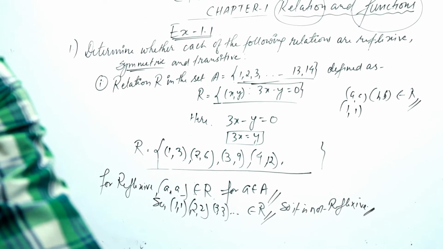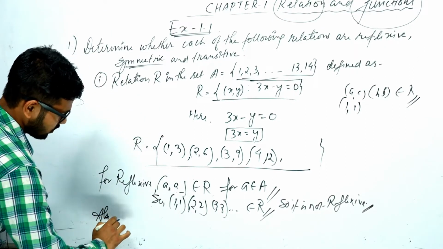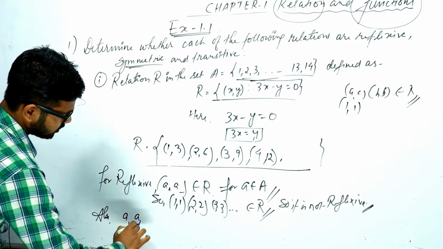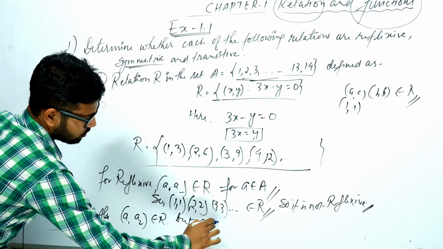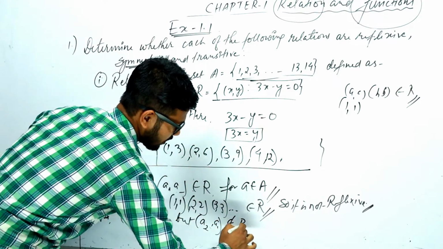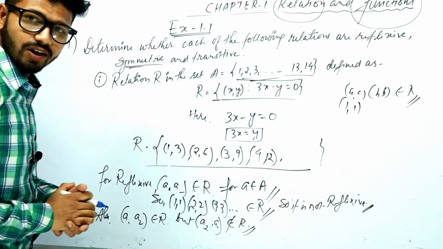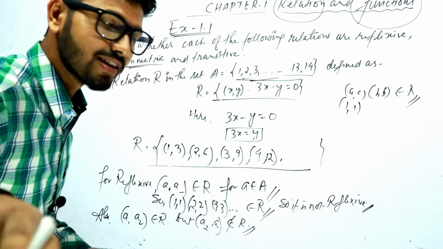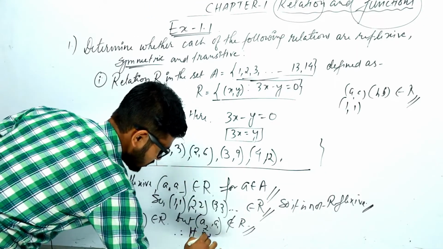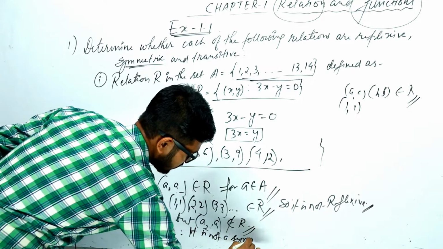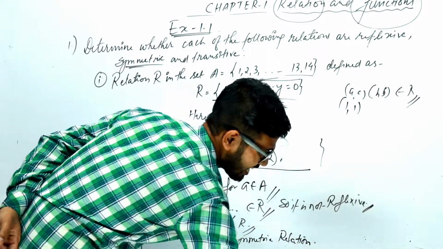As per the definition, (a1, a2) belongs to R, but (a2, a1) does not belong to R. So the definition is not fulfilled. So we can clearly state, without any remark, that it is not a symmetric relation. Therefore it is not a symmetric relation. I hope it is crystal clear, everyone.